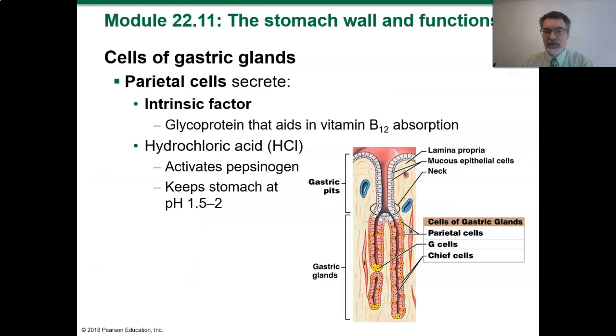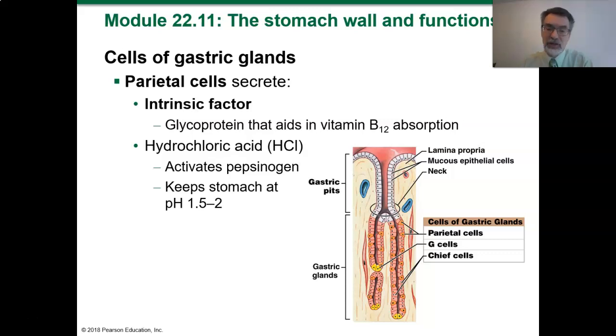So let's look at what each of these cells does. Those parietal cells, the ones in that light orange color in this picture, are producing the intrinsic factor necessary for B12 absorption. But they're also the acid-producing cells of the stomach, producing hydrochloric acid, which we'll talk about how that works. Hydrochloric acid is necessary for pepsin activation, the enzyme that does protein digestion.